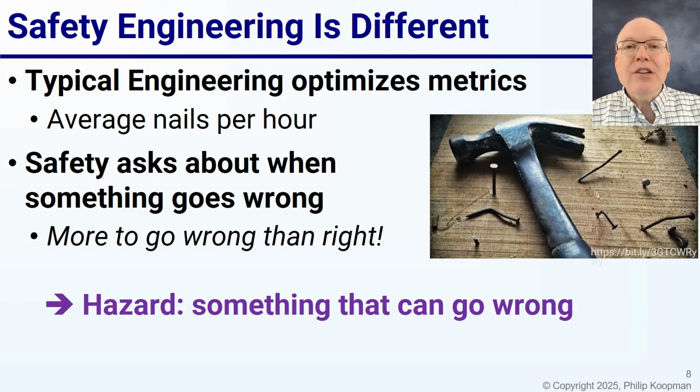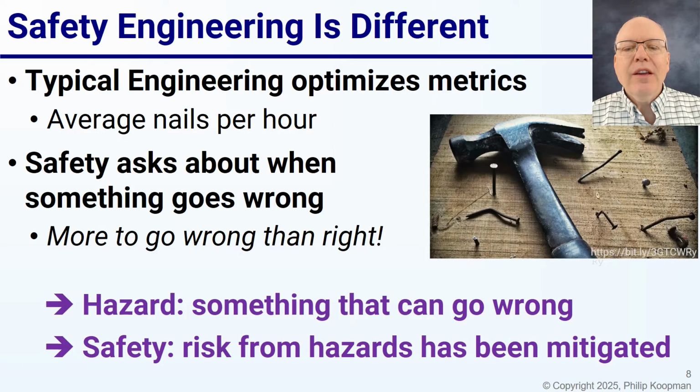And so safety engineering at its core is about identifying hazards. A hazard is something that can go wrong. So as a safety engineer, you start by saying, here's a list of the hazards. Here are the things that can go wrong. And you attain safety by saying that each hazard presents a risk, and you have successfully mitigated the risks from the hazards.